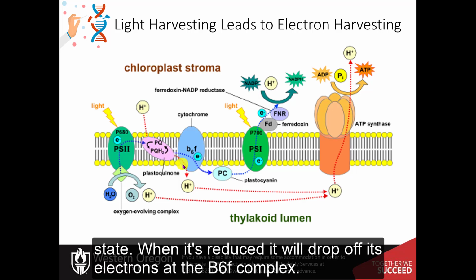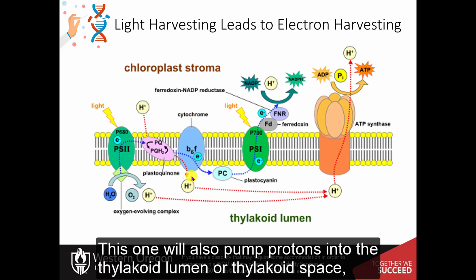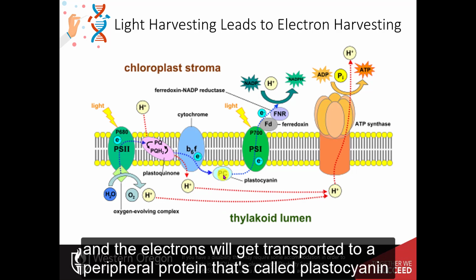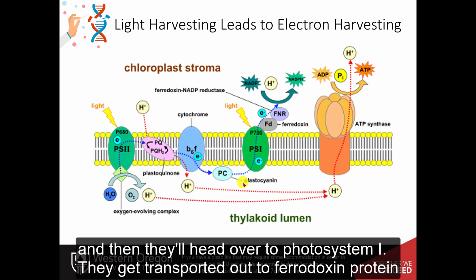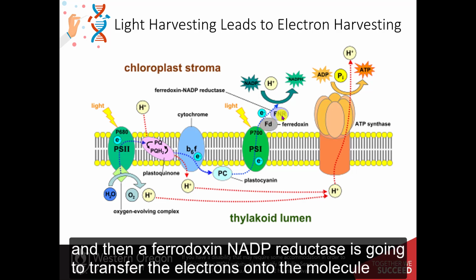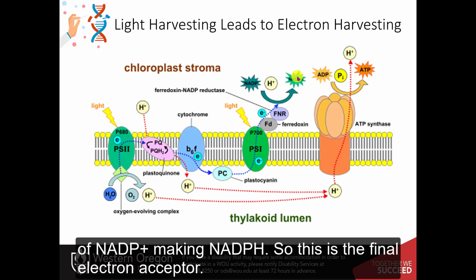When it's reduced, it will drop off its electrons at the B6F complex. This one will also pump protons into the thylakoid lumen or thylakoid space, and the electrons will get transported to a peripheral protein that's called plastocyanin, and then they'll head over to photosystem 1. They get transported out to ferredoxin protein, and then a ferredoxin NADP reductase is going to transfer the electrons onto the molecule of NADP, making NADPH.